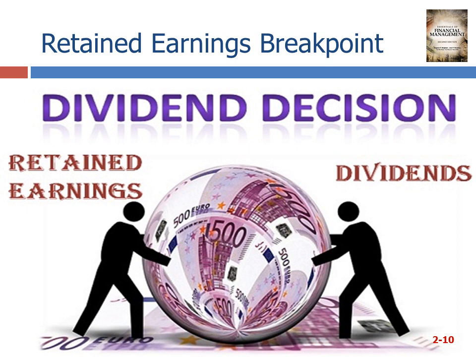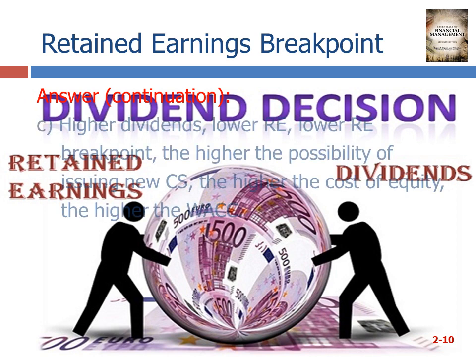And next for this one is just a continuation of 10-5 theory. The last question, will the dividend policy affect the WACC? Definitely. Again, in relation to RE breakpoint, if you have high dividends, meaning you have lower retained earnings available for investment purposes, a lower retained earnings will give you a lower RE breakpoint. If you have a lower RE breakpoint, there's a higher possibility that you'll be issuing new common stock.